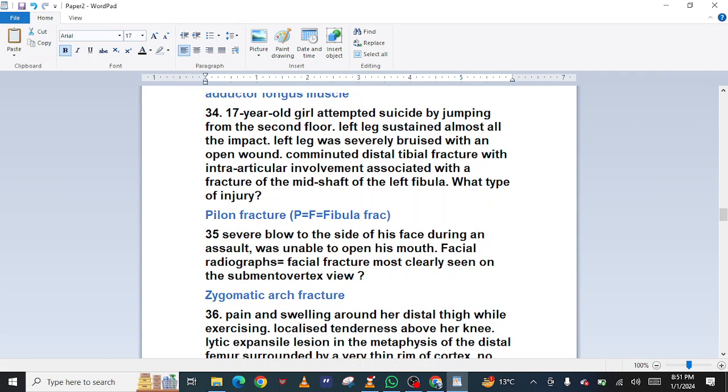Fracture of the fibula. Distal tibial fracture with shaft of fibula fracture.